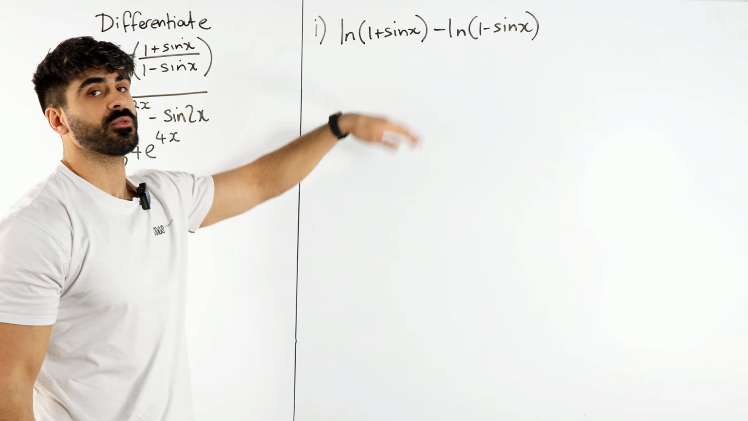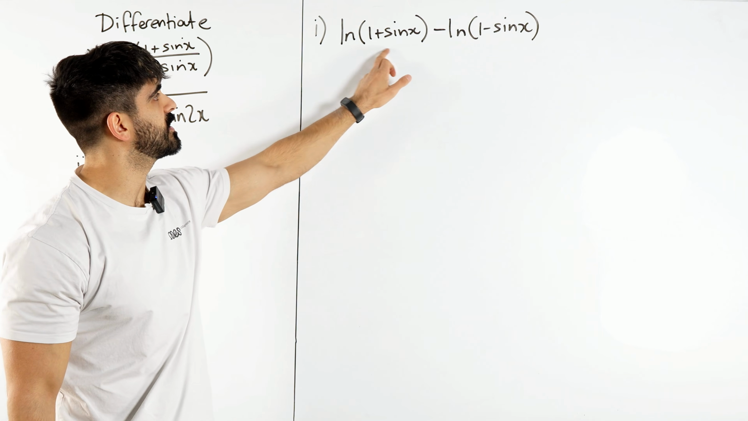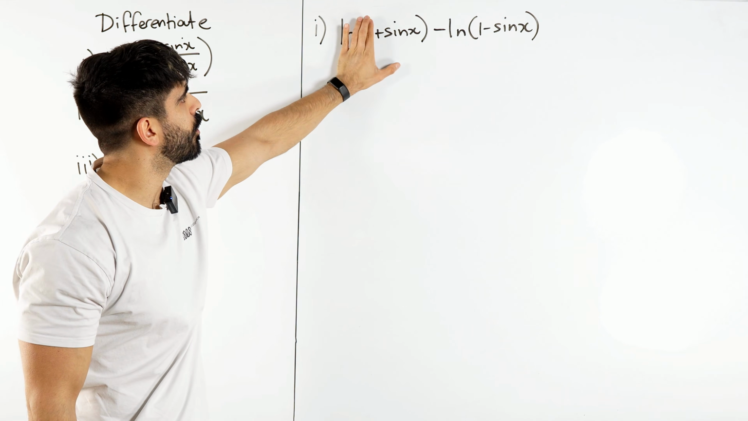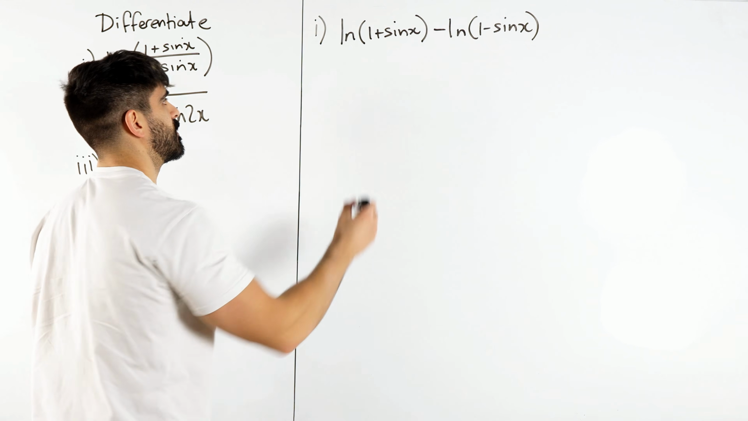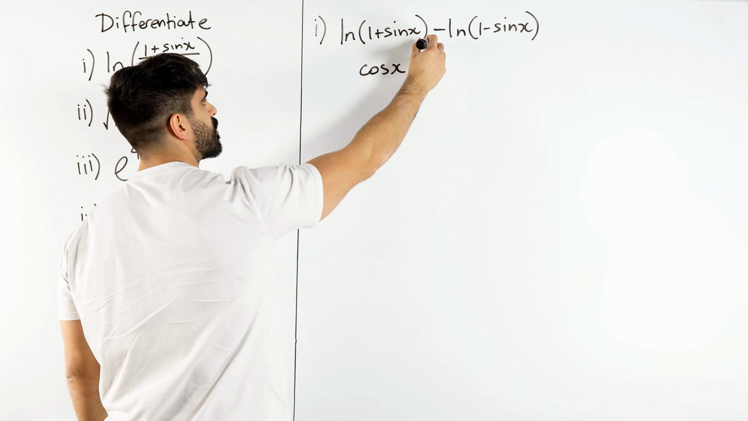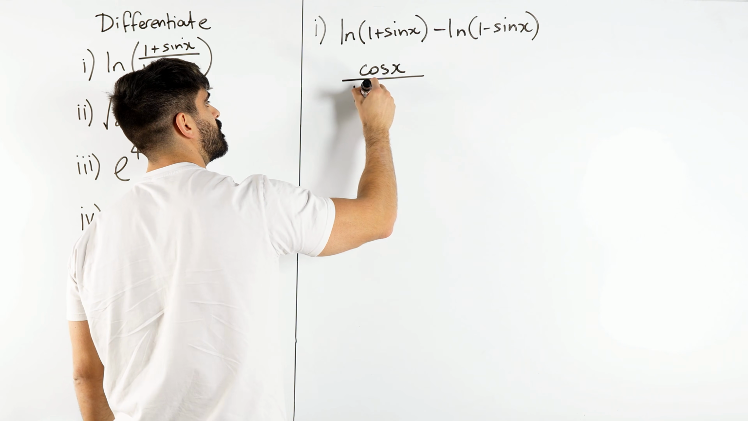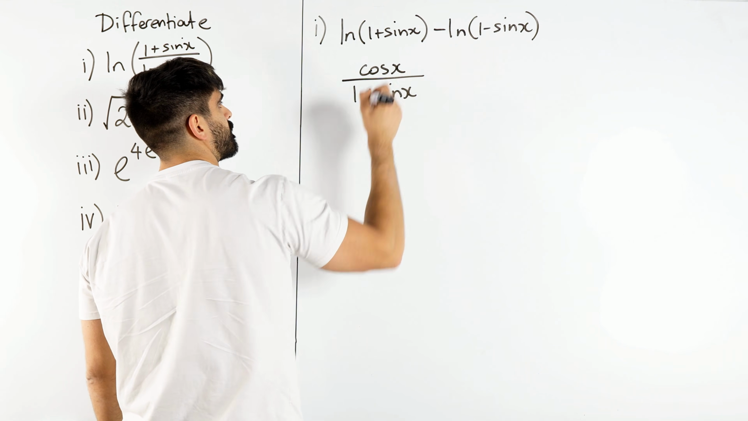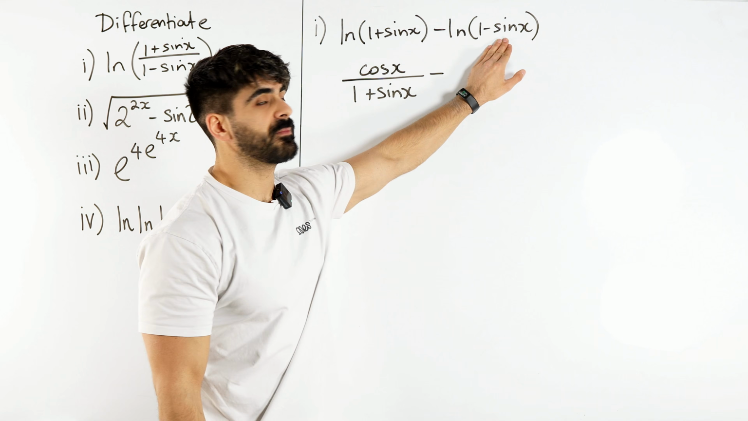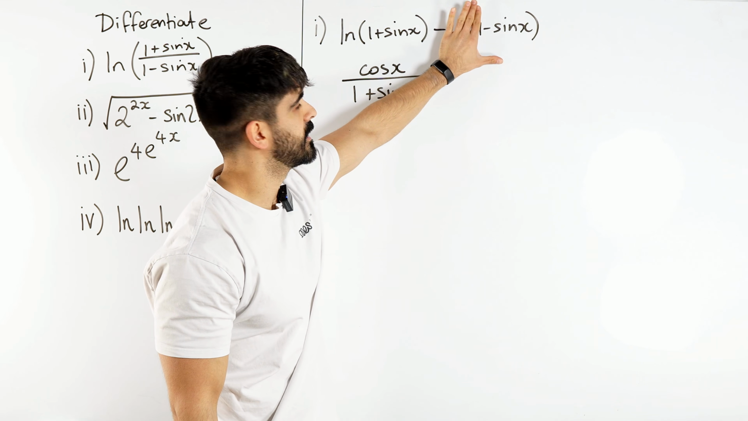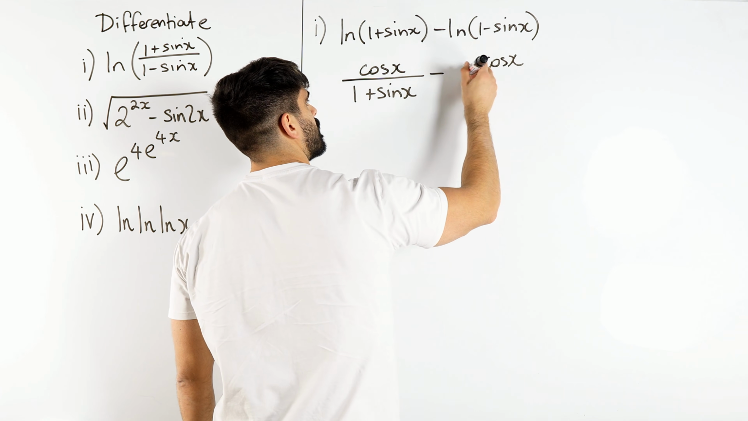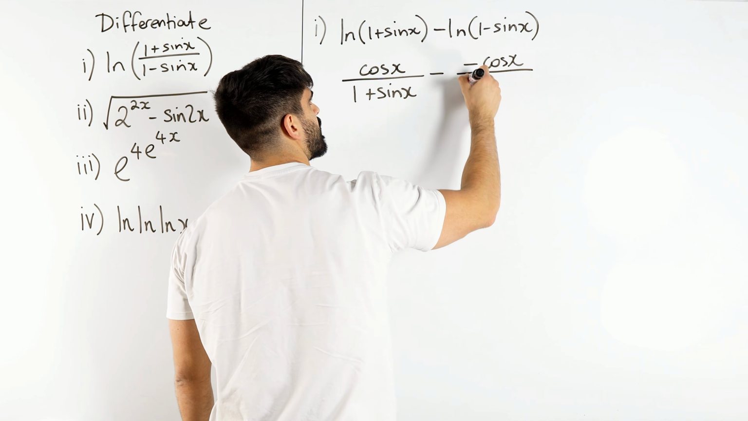And again, you could let u equal this, or you could say, look, I know I need to differentiate this first. What does 1 plus sine x differentiate to? 1 disappears, and sine differentiates to cos. Then ln reciprocates the argument. Okay? Minus, let's do the exact same thing here. We differentiate the argument first. 1 disappears. Minus sine x goes to minus cos x. Divided by, ln reciprocates the argument.